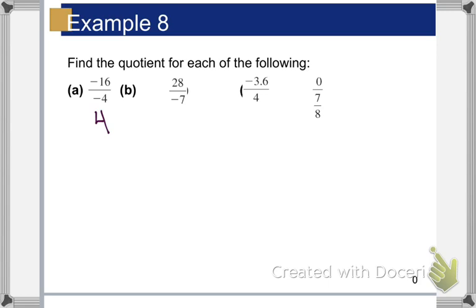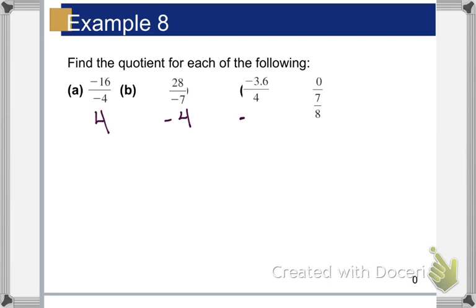Now I have 28 divided by negative 7. What's my answer to that one? It is negative 4. The reason that it is negative 4 is because I have one positive and one negative. The next one is a negative divided by a positive, so my answer is going to be negative.